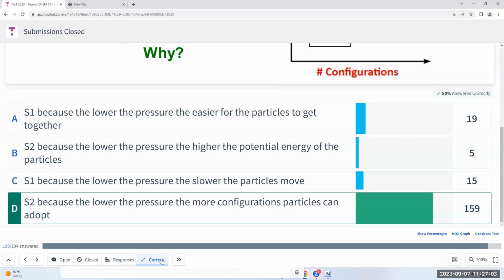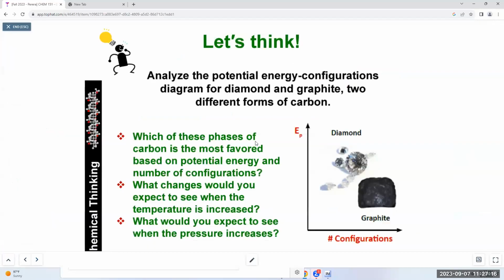Again, temperature, we are linking with the potential energy, and pressure, we are linking with the number of configurations. That's the whole point of these activities, and the last two activities. Now let's start applying this. Here are two allotropes of carbon, diamond and graphite. What I want you to do is, in your groups, answer these 3 questions. Go ahead.